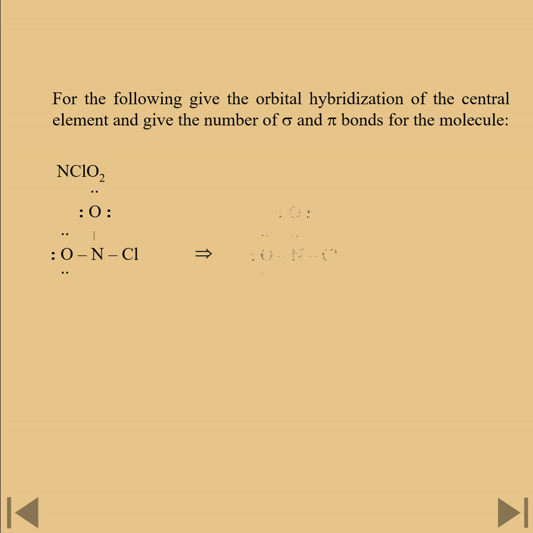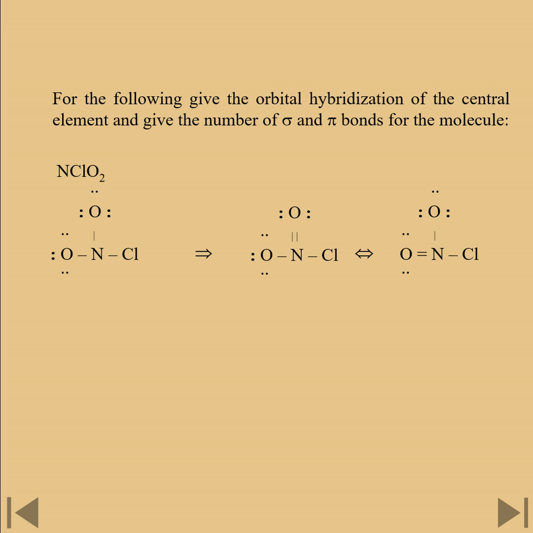But we know what we need to do. We need to bring down one of those free electron pairs from one of those oxygens. And it doesn't matter if it's the one on the top or the one on the left. Either way, how many regions of electrons are around the central element? 3. So we're mixing 3 orbitals, s, p, p or sp2.